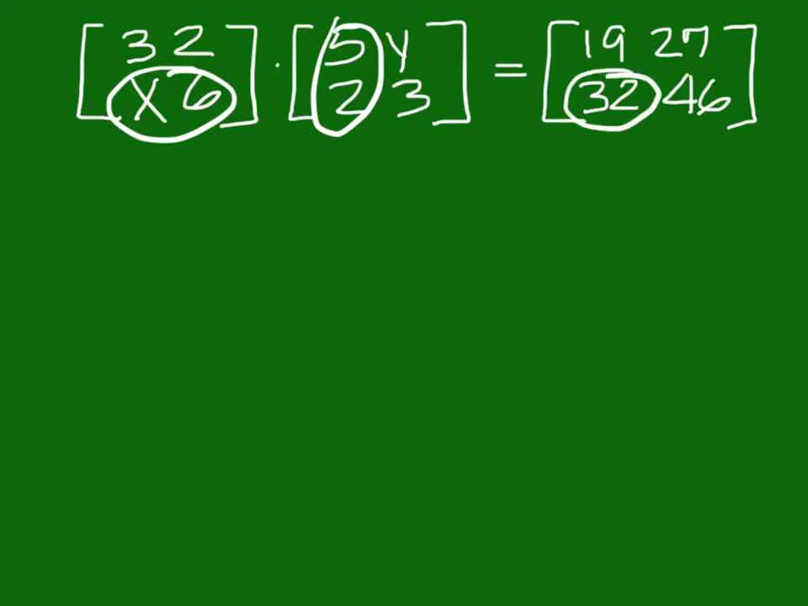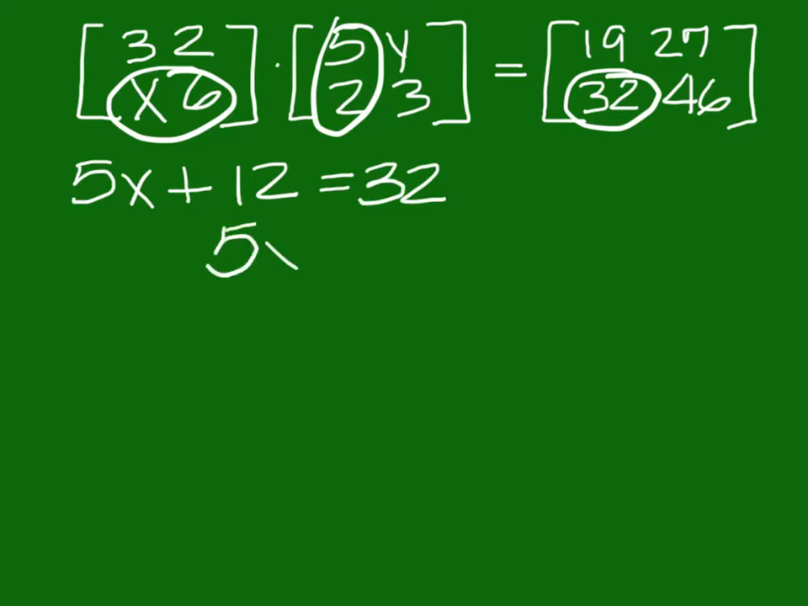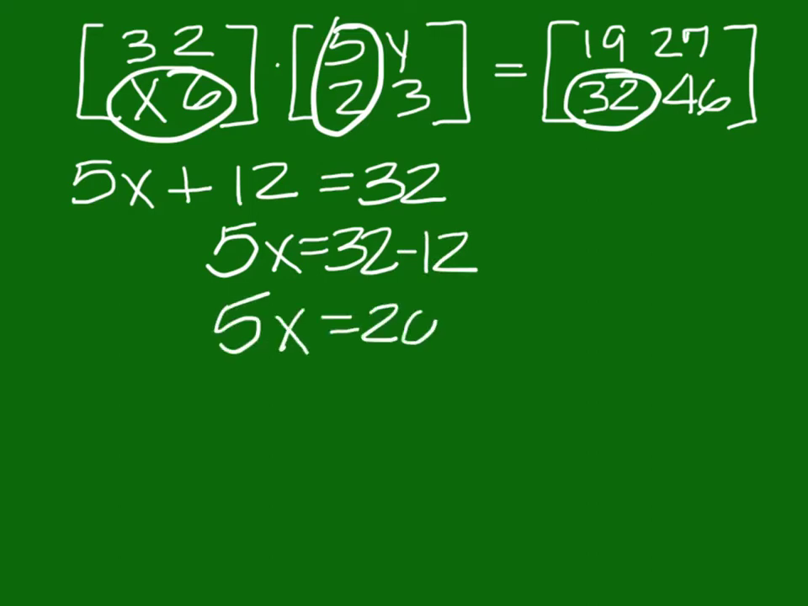32. So we would have to do 5x plus 12 equals 32. And you'll have 5x equals 32 minus 12, which comes out to be what? 20. And what's the answer for x? 4.